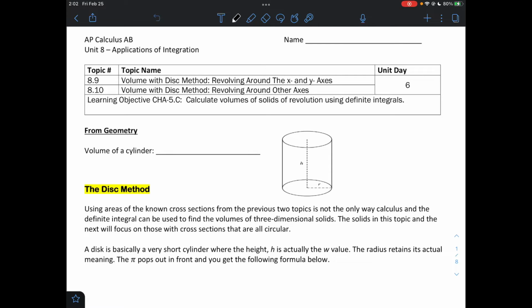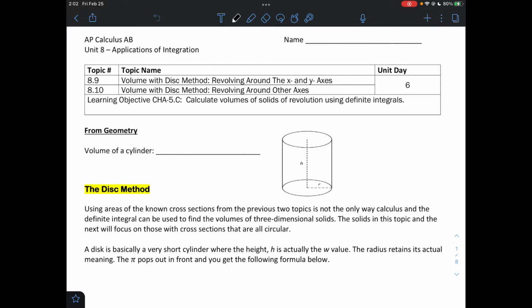In today's video, we are going to take a look at volume of three-dimensional solids using something called the disk method. It covers two topics, but they're basically the same thing. One is around axes and the other is not around axes. So let's start with remembering something from geometry.